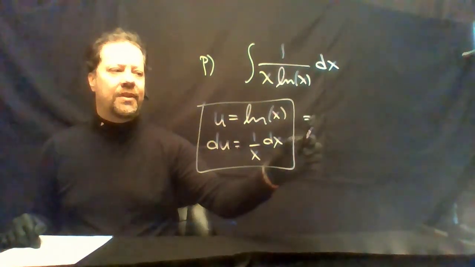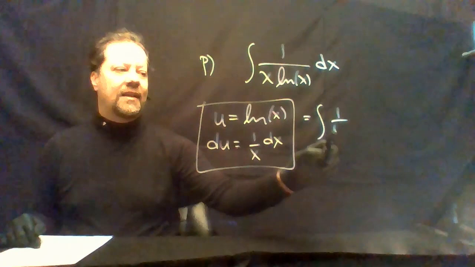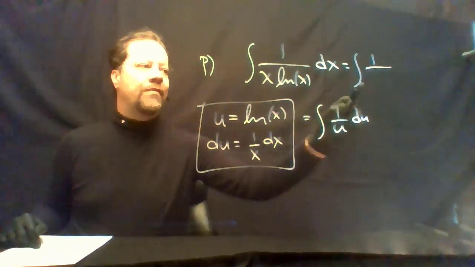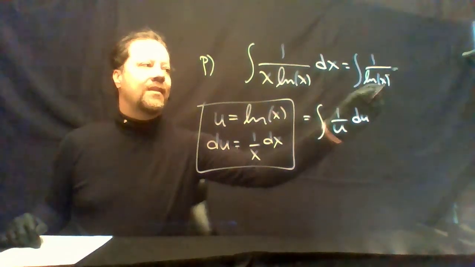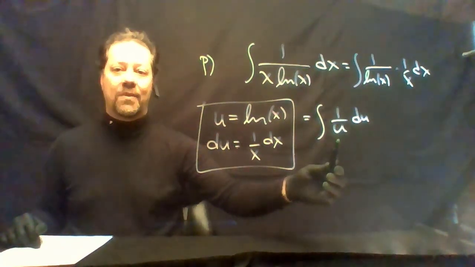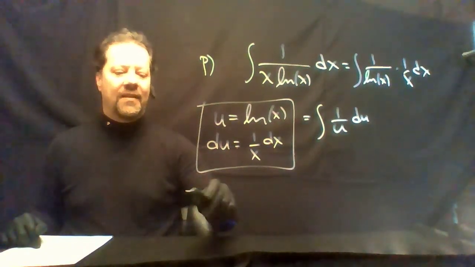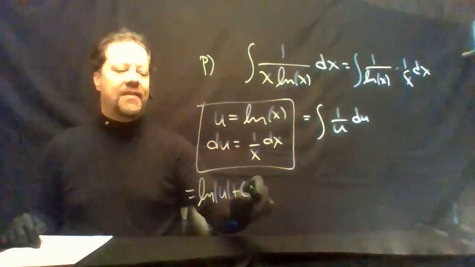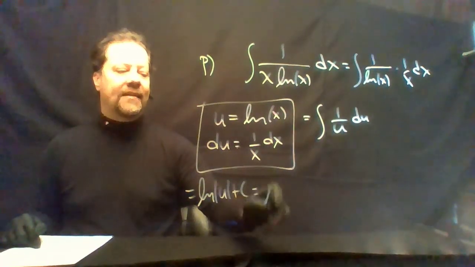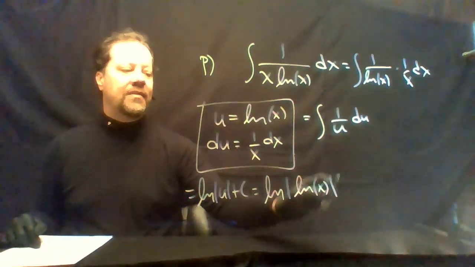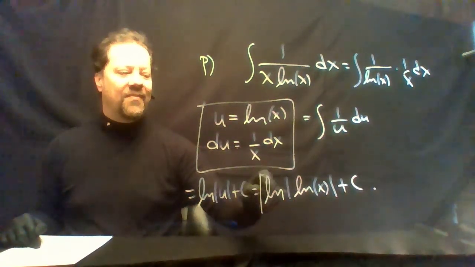Using this substitution, the integral transforms as 1 over u du. You can see that we can break this off into 1 over log of x times 1 over x dx, and that transforms exactly in this way. We'll get the log of the absolute value of u plus c, and then substituting back, log absolute value of the natural log of x plus c.